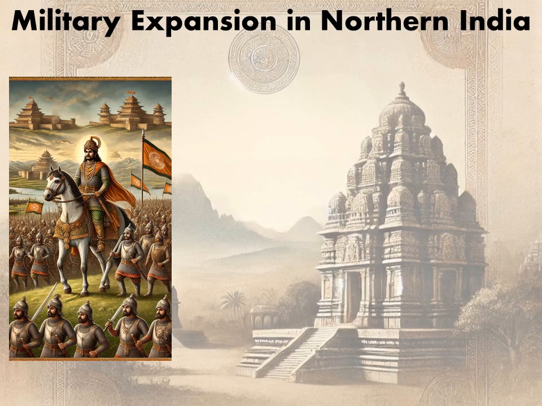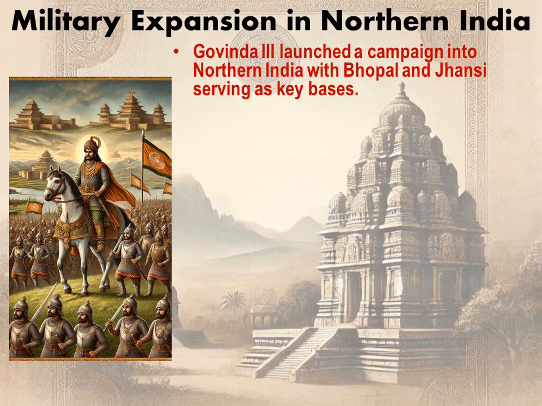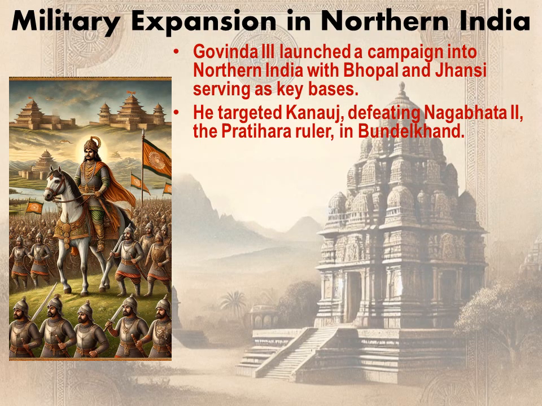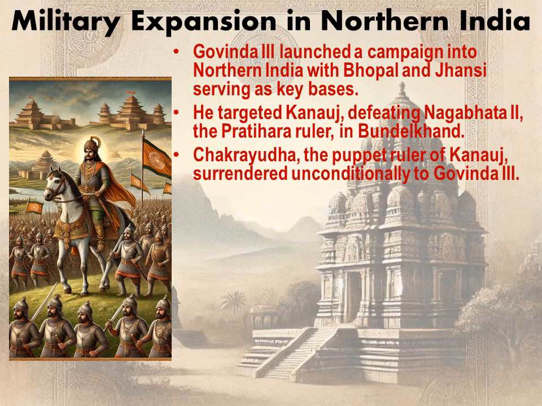Military expansion in northern India. Govinda III launched a campaign to northern India, with Bhopal and Jhansi serving as key bases. He targeted Kanauj, defeating Nagabhatta II, the Pratihara ruler in Bundelkhand. Chakrayudha, the puppet ruler of Kanauj, surrendered unconditionally to Govinda III.